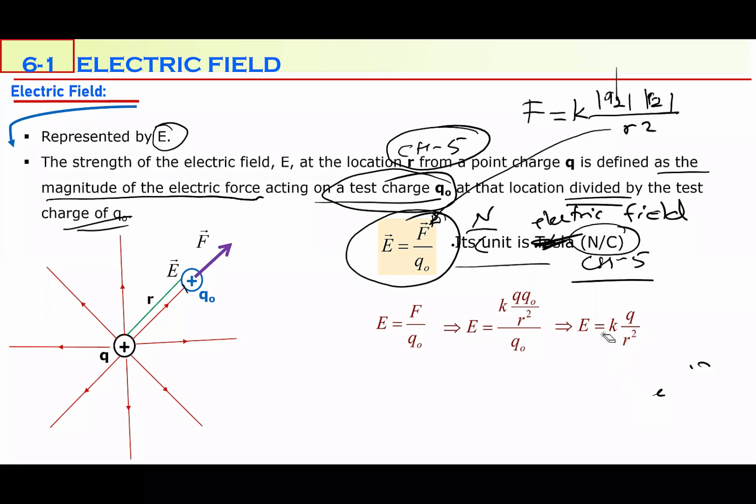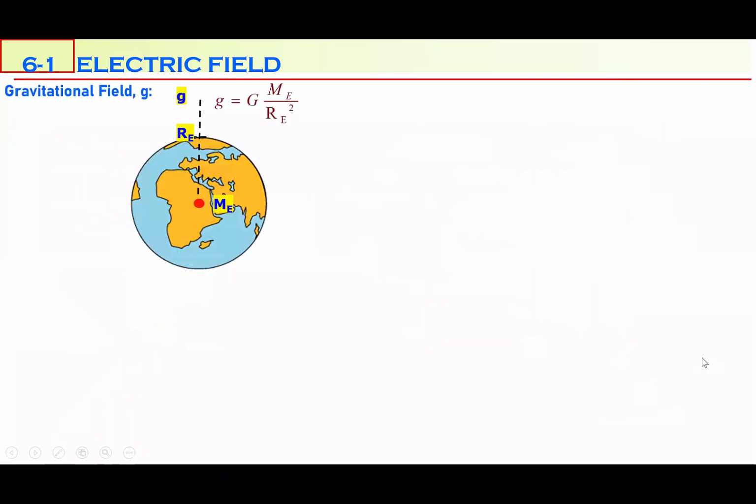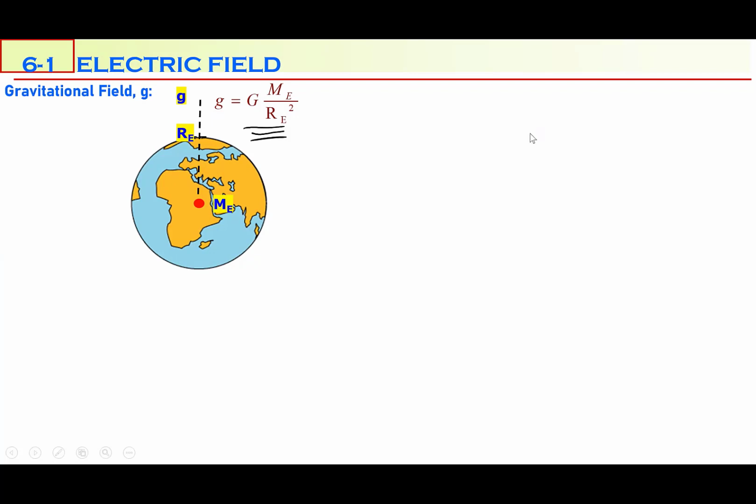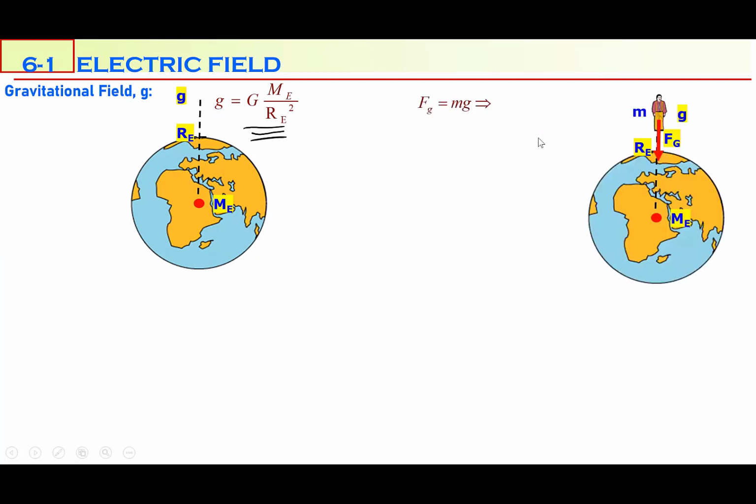Okay, so now let's continue. Remember the gravitational field, g? There's a planet, and we know that a planet produces a gravitational field around it. The equation for calculating the gravitational field is capital G times the mass of the planet divided by the square of the distance from the center of the planet. When an object enters this gravitational field, we know there will be a force acting on it, just like your body. Your mass is small m, and small m enters this gravitational field.